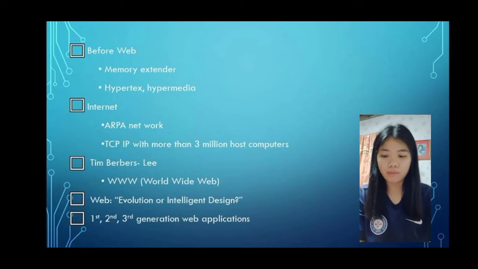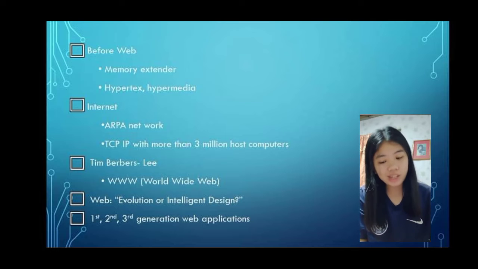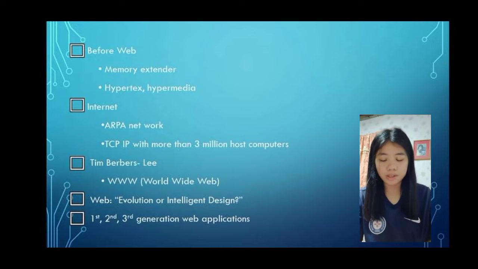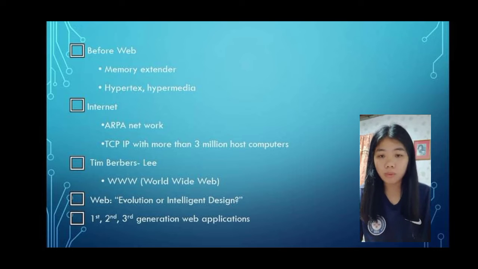So, the evolution of web. Before web, there was the memory extender, hypertext, hypermedia. In the internet, it has ARPA network, TCP/IP with more than 3 million host computers. TCP/IP, or Transmission Control Protocol and Internet Protocol, is a set of protocols that make the internet possible. It specifies how devices exchange data over the internet to one another. Tim Berners-Lee is the one who invented the WWW or the World Wide Web.